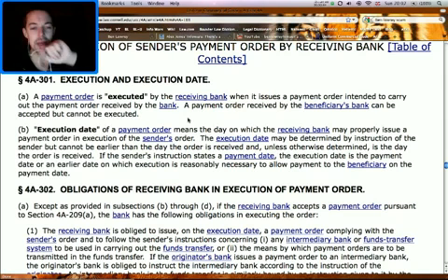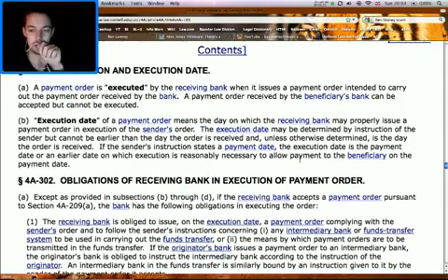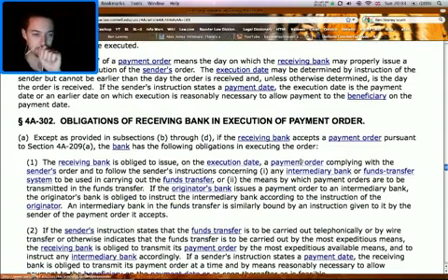Execution date of a payment order means the day on which the receiving bank may properly issue a payment order in execution of the sender's order. The execution date may be determined by instruction of the sender, but cannot be earlier than the day the order is received, and, unless otherwise determined, is the day the order is received. If the sender's instruction states a payment date, the execution date is the payment date or an earlier date on which the execution is reasonably necessary to allow payment to the beneficiary on the payment date.